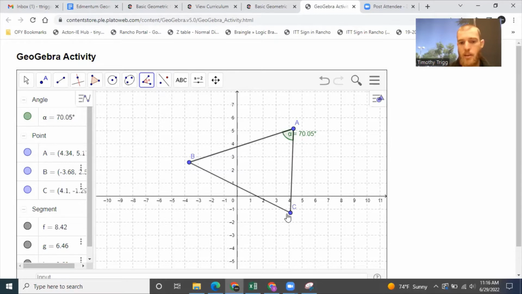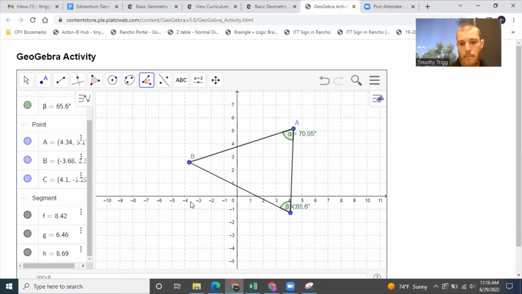Then if I want to find the measure of angle C, I click A, C, B. Okay, here it shows 65.6. And then if I want to find the measure of angle B, I click C, then B, then A.